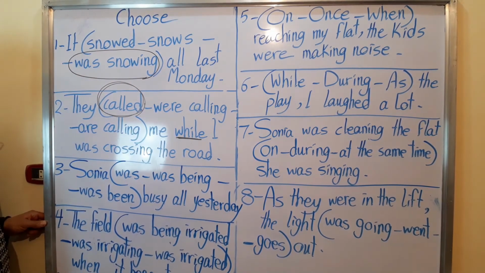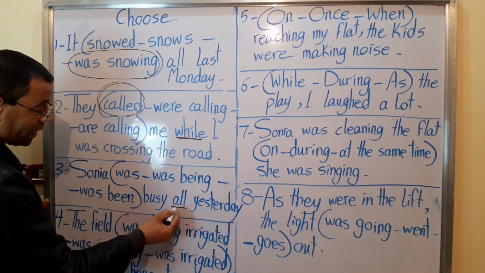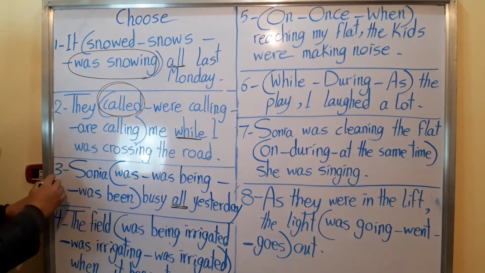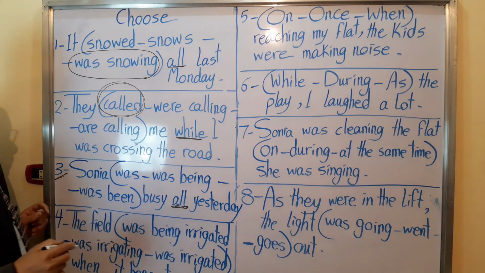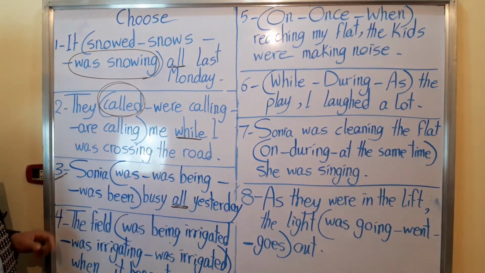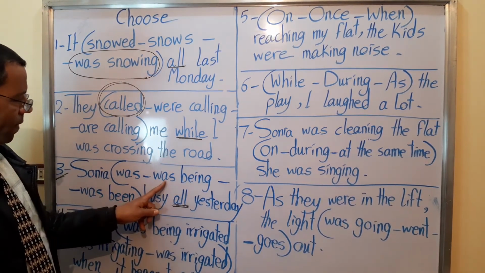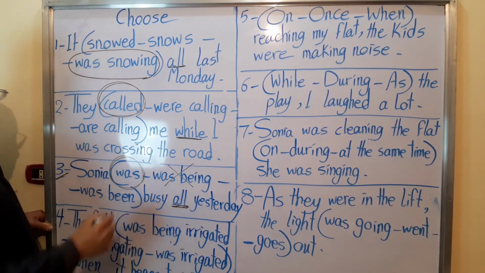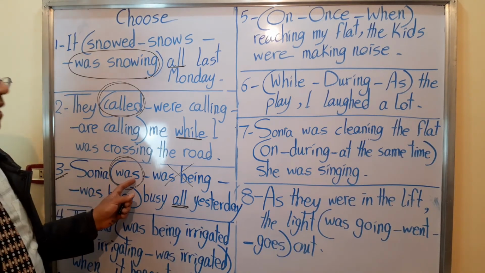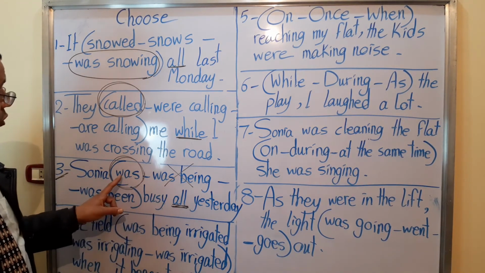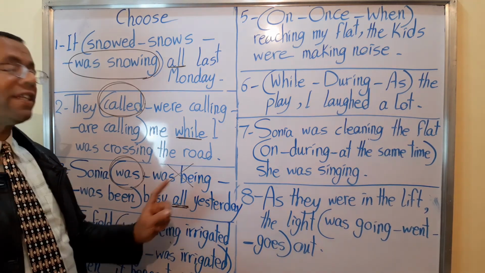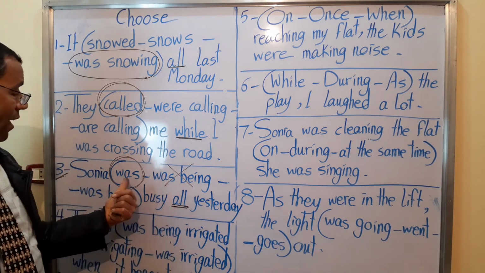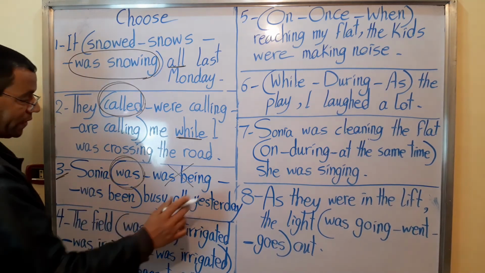3. Sonia busy all yesterday. Here we have the keyword all yesterday. This is difficult because some students will choose was being because they apply the rule: was plus -ing. But this is wrong. We can't use verb to be in the past continuous. We should say was. Sonia was busy all yesterday. كانت. ما قلتش was being. Was being is used when I choose any other verb, not an auxiliary verb like was.